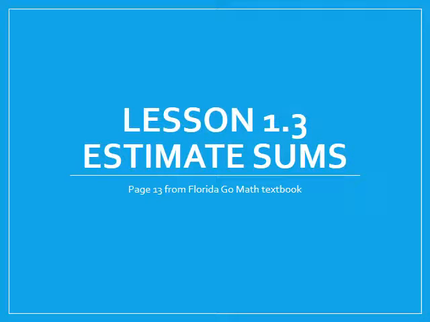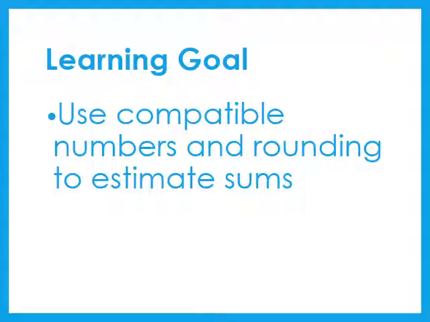Today we are going to be covering lesson 1.3 from our 3rd grade Florida Go Math textbook. We're going to be estimating sums, and if you're in my class, you should be filling out page 13. Our learning goal for this lesson says use compatible numbers and rounding to estimate sums. So at the end of this lesson, you should be able to use compatible numbers and rounding to estimate sums.